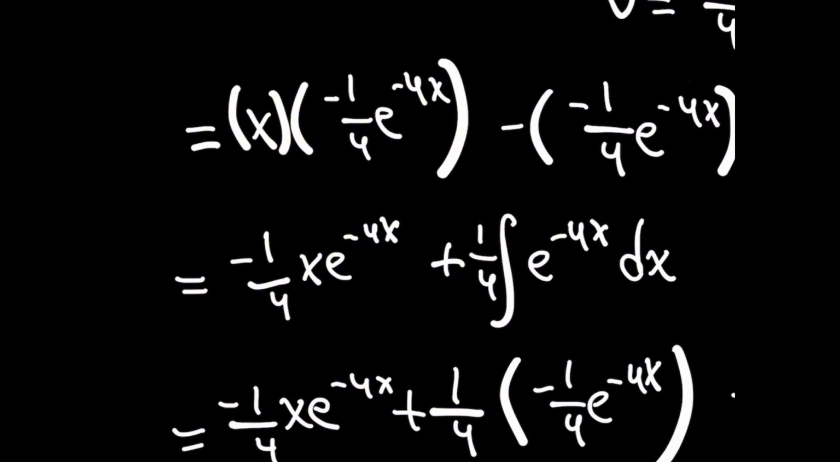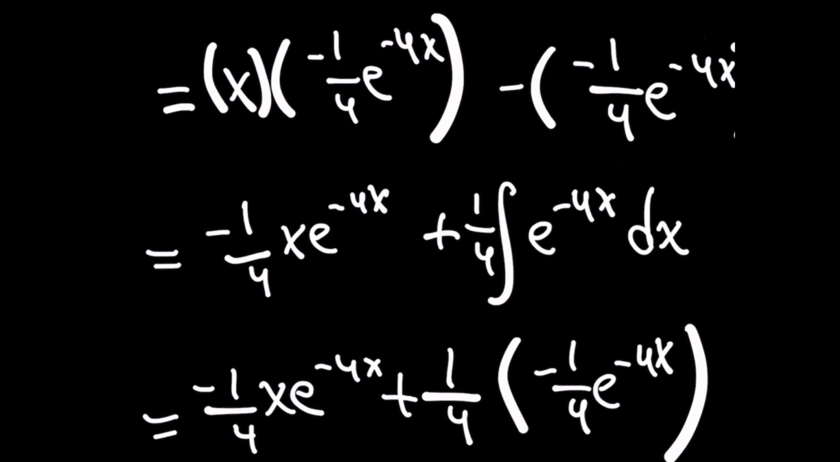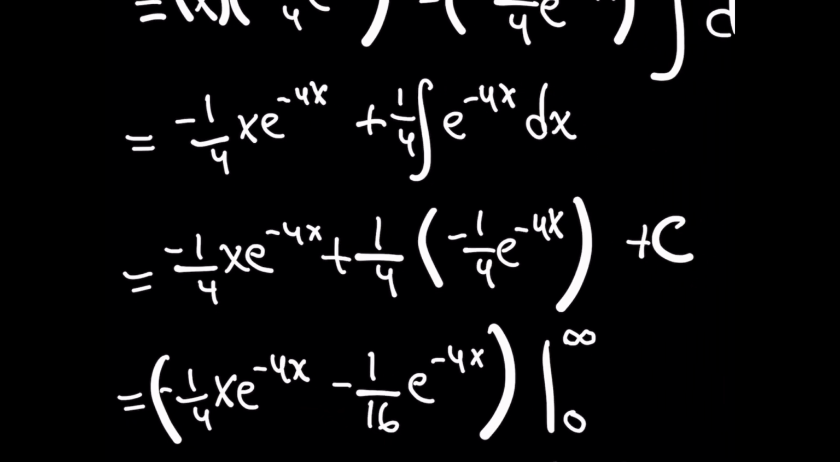And remember, we already found the answer of this above, which is super convenient. So we're going to just go ahead and plug that in here. And when you simplify things further, you'll get negative 1/4 x e to the negative 4x plus 1/4, in parentheses, the answer to that integral, which we got above, plus a constant c.